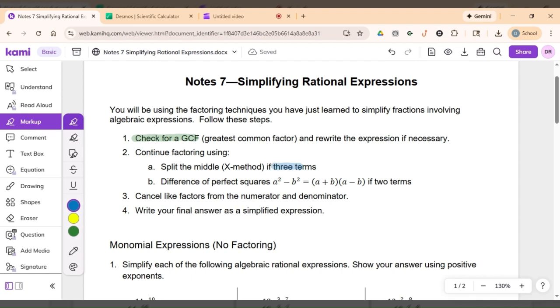If we see 3 terms today, we'll use the X method, or split the middle. Or if we see 2 terms and we know the square roots of them, we're going to try using this formula that we've seen before, where the 2 factors are the same, except one has a plus and one has a minus sign. Okay, going to start off with the basics.